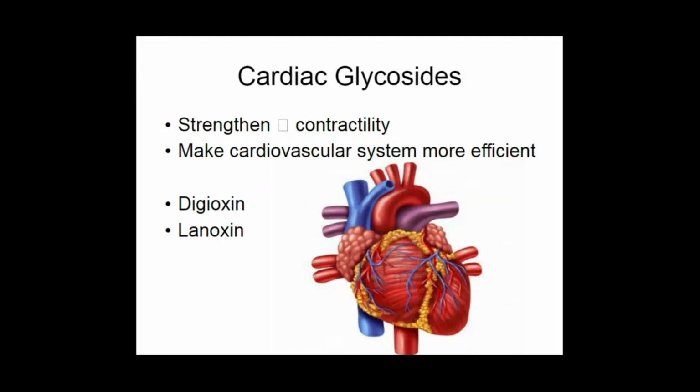Cardiac glycosides strengthen heart contractility. They make the cardiovascular system more efficient. Examples include digoxin and Lanoxin. They're used to treat AFib or resistant CHF. Side effects can include arrhythmias and heart blocks, but we're going to talk about digoxin more specifically.